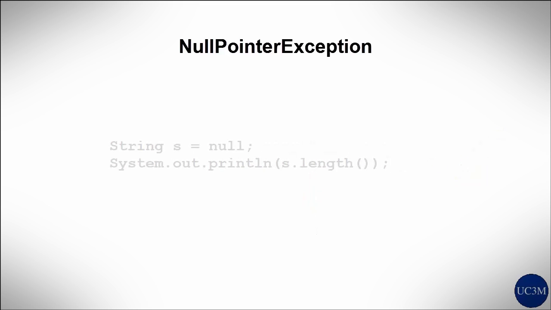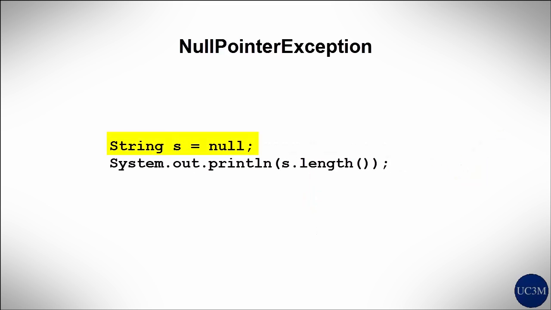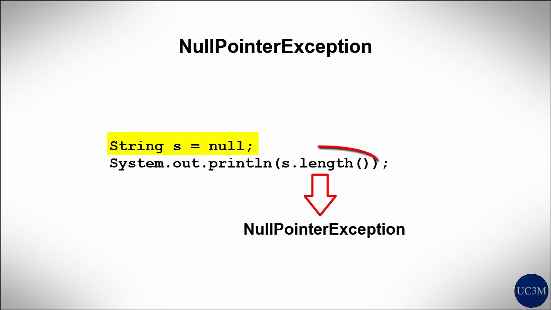However, if we try to do the same but without having created the instance of the string s first, then the program will throw a null pointer exception. This exception will be thrown when trying to call the method length of the string s. That is, when trying to use a variable that has not been initialized yet.